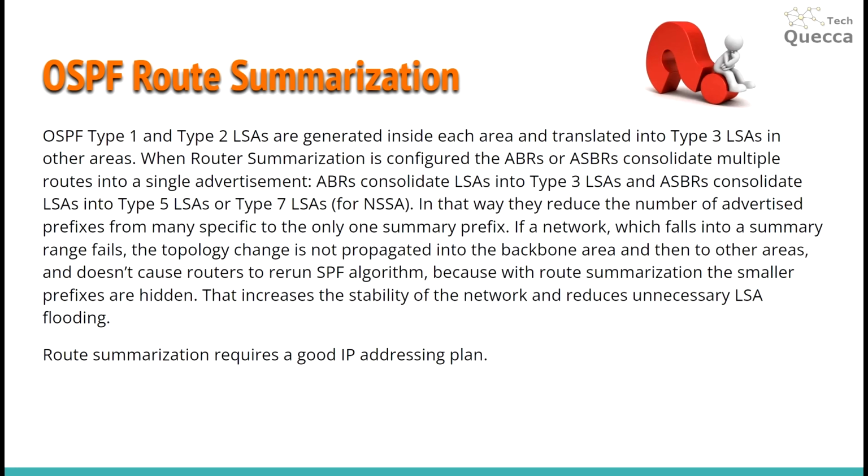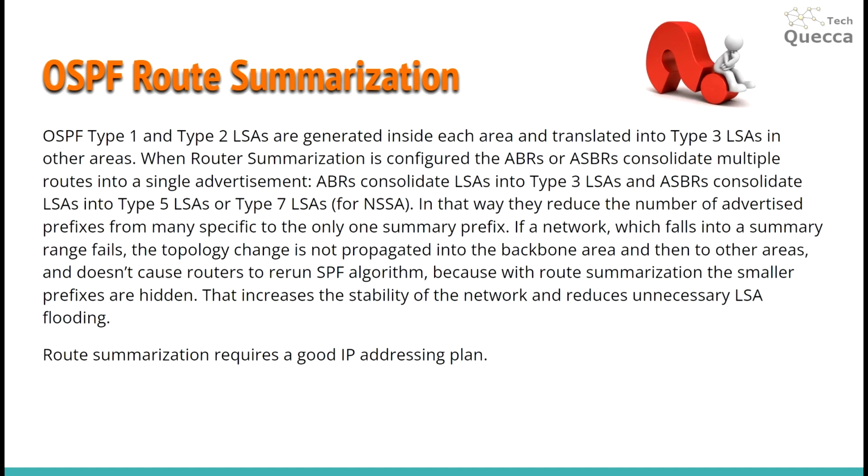OSPF Type 1 and Type 2 LSAs are generated inside each area and translated into Type 3 LSAs in other areas. When route summarization is configured, the ABRs or ASBRs consolidate multiple routes into a single advertisement. ABRs consolidate LSAs into Type 3 LSAs, and ASBRs consolidate LSAs into Type 5 LSAs, or Type 7 LSAs for not-so-stubby areas. In that way, they reduce the number of advertised prefixes from many specific ones to only one summary prefix.